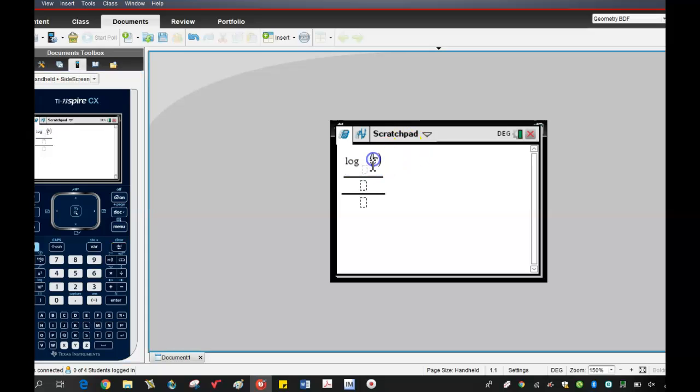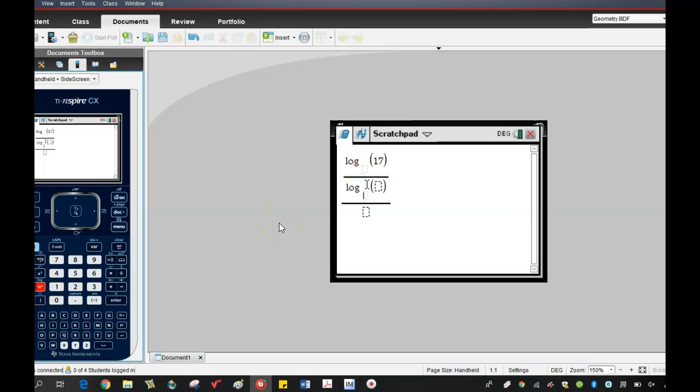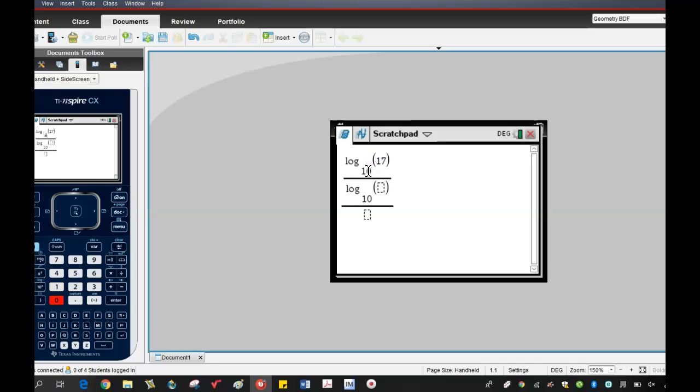Log of 17, log of 4. They have common bases. I'm dividing everything by 2, but in this numerator, I'm also subtracting 3. So Inspire works to do that. And I can get this value here.